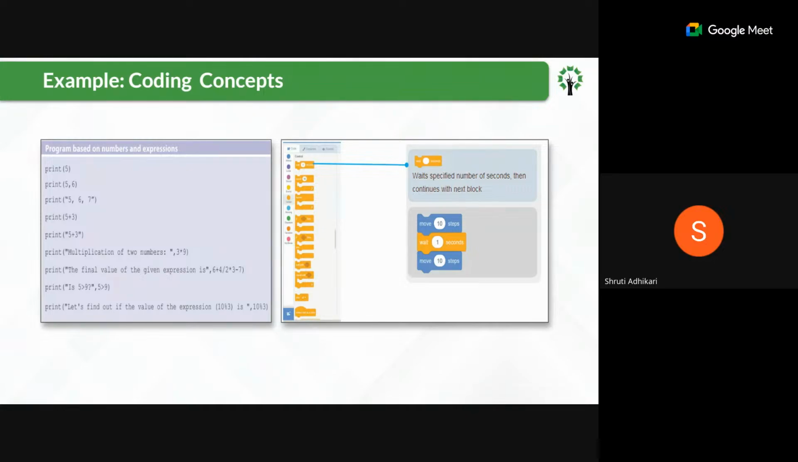Because at the end of the day, logic is important, right? Syntax, they can easily write. It is just the logic they have to understand, like what is a for loop, what is an if condition. If they understand the logic, they can write the syntax in any language, right? So these are the coding concepts.